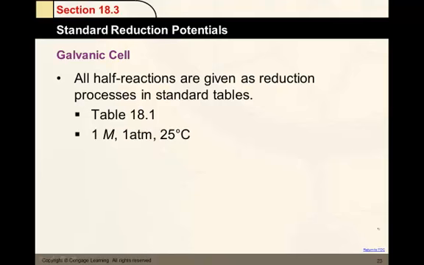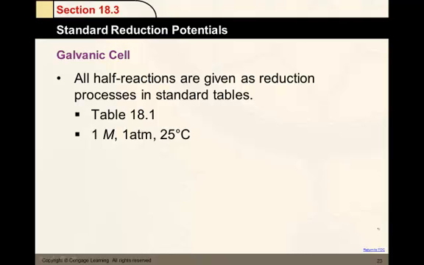The solutions in the standard reduction potential chart are 1 molar, 1 atm pressure, and 25 degrees Celsius. And this is the amount of voltage that can be produced as a result of this particular reduction reaction. And remember, reduction, redox, or Leo the lion says grr, gaining electrons is reduction. So this is telling us the ease of gaining electrons.